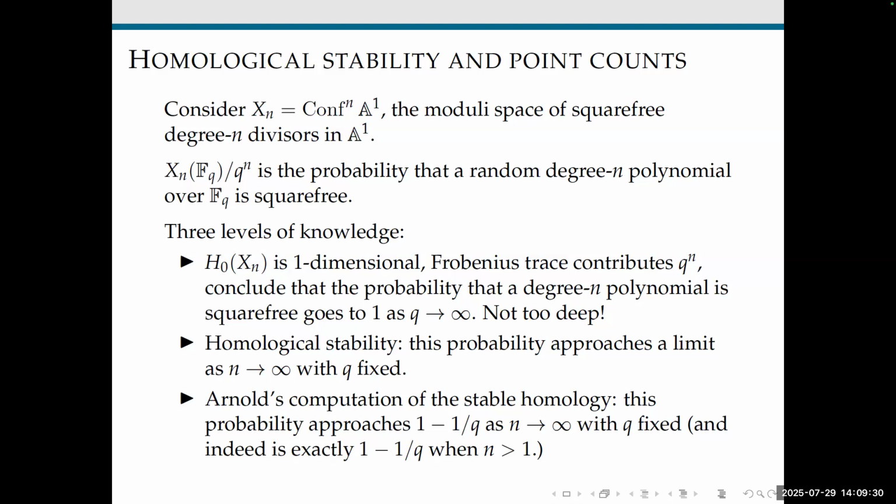The homological stability tells you that there is a limit as n goes to infinity. So this question of what's the probability a random polynomial is square-free has an actual answer. It converges to something as n goes to infinity. And finally, in this case, as I said, Arnold actually computed what the stable cohomology is, and that tells you what the limit is. It tells you that it's 1 minus 1 over q, which is indeed the probability that a random polynomial over F_q is square-free.